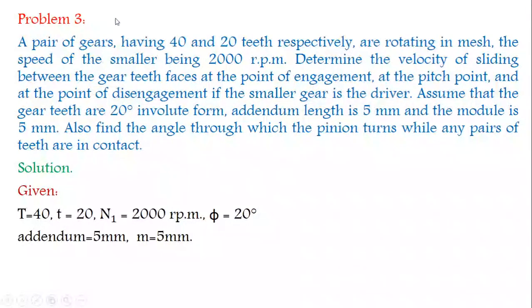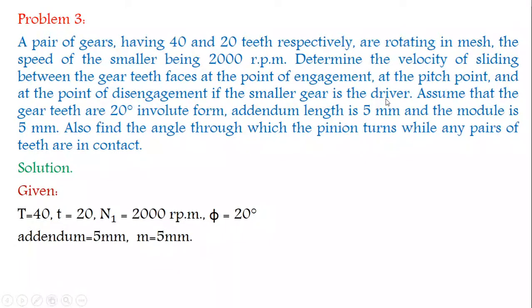A pair of gears having 40 and 20 teeth respectively are rotating in mesh. The speed of the smaller being 2000 rpm. Smaller means the pinion is rotating, the speed of the pinion is 2000 rpm. Determine the velocity of sliding between the gear teeth faces at the point of engagement, at the pitch point, and at the point of disengagement if the smaller gear is the driver.